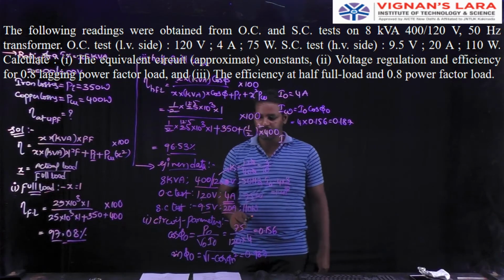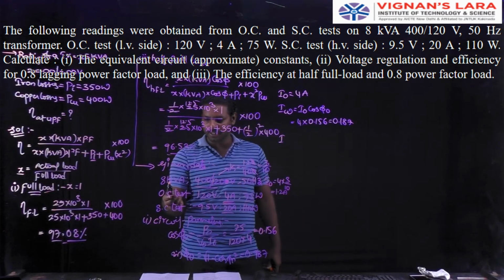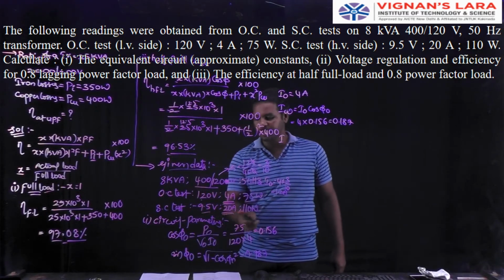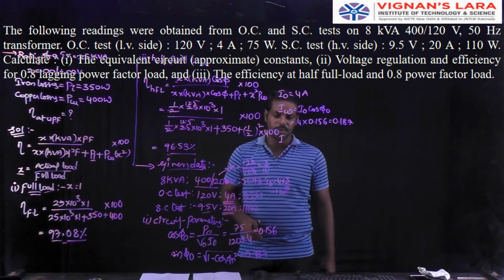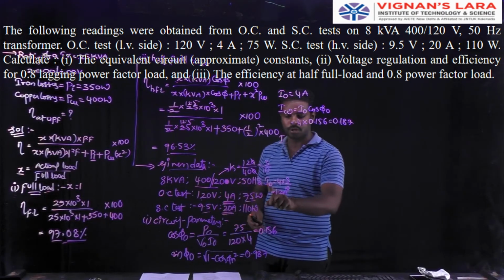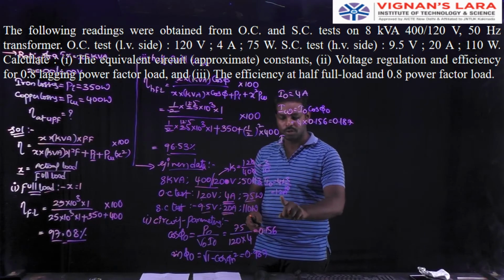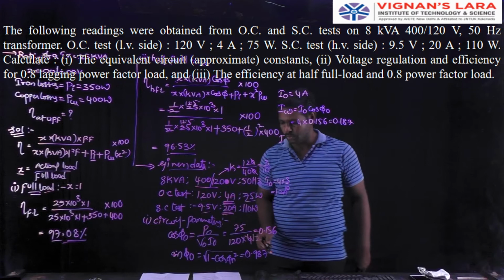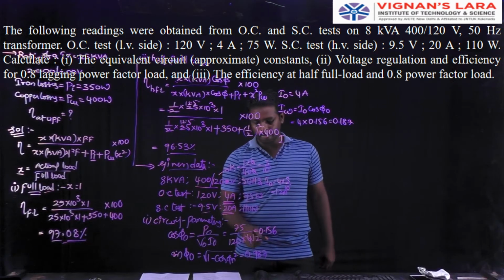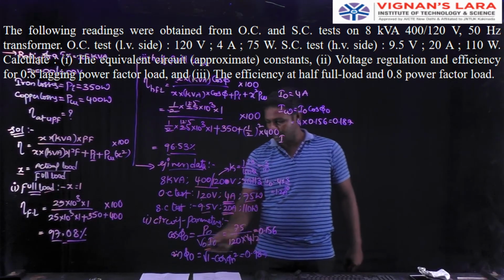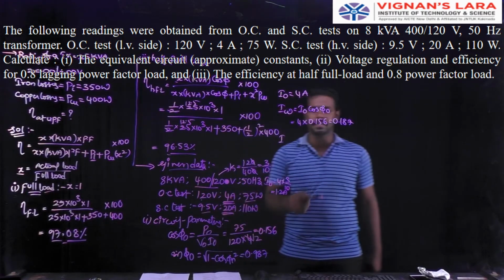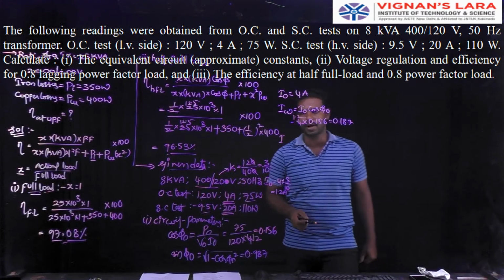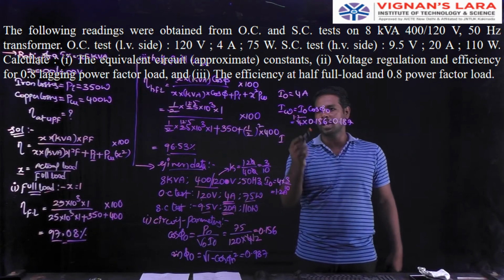Whenever the transformer is operated on full load condition, this current is mismatched. That's why I naught is equal to 4 into 3 by 10, which is 1.2 amperes. So I naught is 1.2, cos phi naught is 0.156 and sin phi naught is 0.987. IW is equal to I naught cos phi naught.